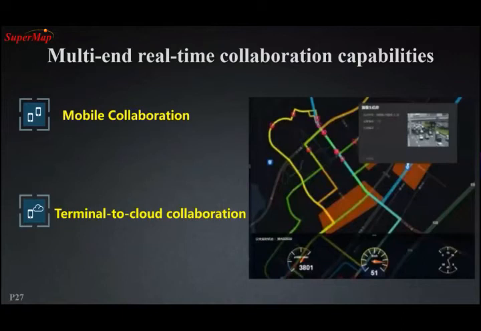So for the multi-end terminal collaboration, the first point is about collaboration between the different mobile terminals. Like now I collect some data and my colleague can also access the data and see the real-time status. And also our data will be uploaded to the cloud. So the manager can also access the data from the PC terminal or some web browser.